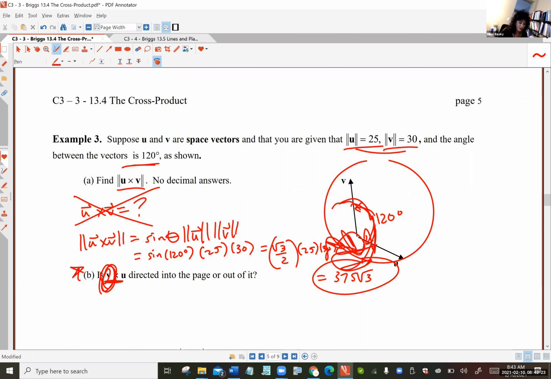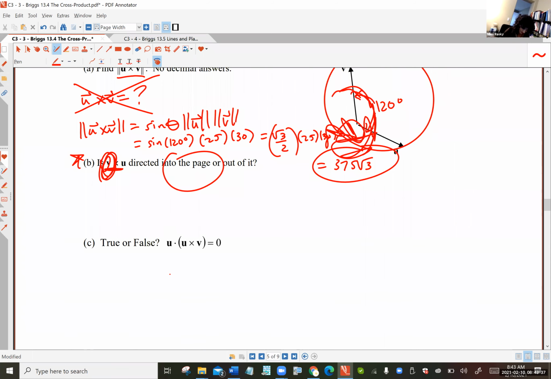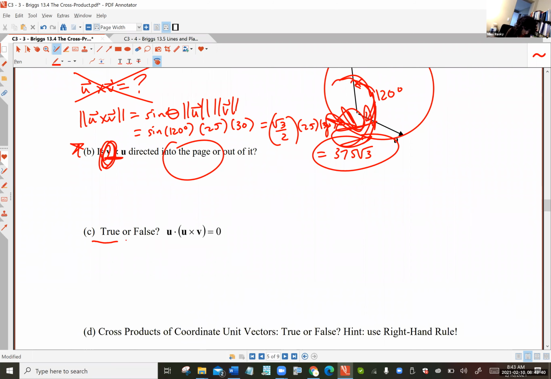Okay. Anybody have an idea? Into the page? Yes, that is correct. It is into the page. All right. And we're done. True or false? U dot product, that's a dot product, with the cross product, so this right here is a vector, the cross product, is equal to 0. True or false?